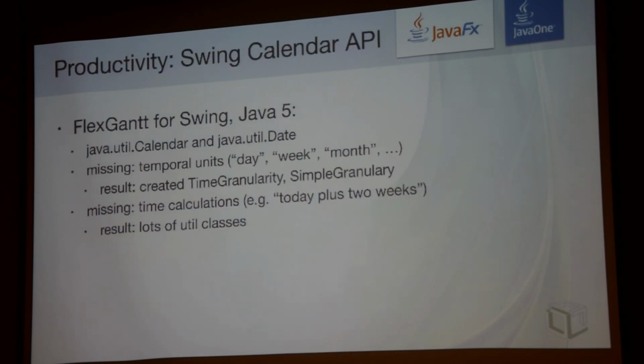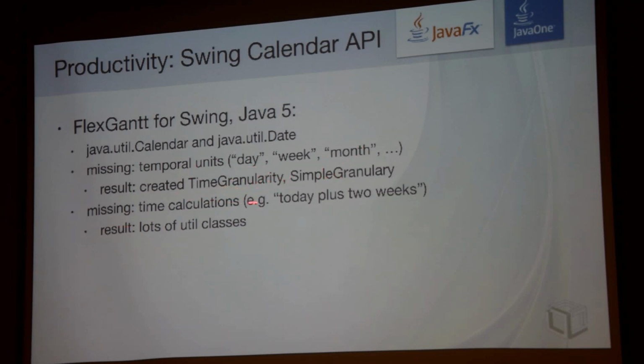Now in FlexGantt, I started writing FlexGantt for Swing with Java version 5, and back then even Joda Time didn't exist. Terrible times, yes, exactly. So I only had calendar and date. There was nothing like temporal units. There was no concept of a day, a week, or a month. So I had to create all of that myself.